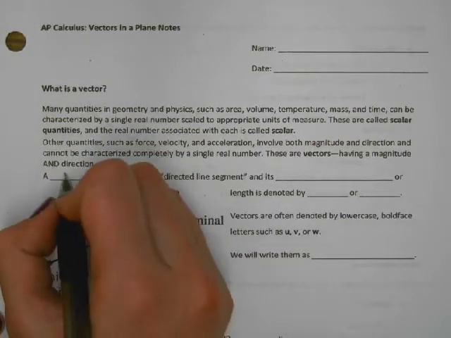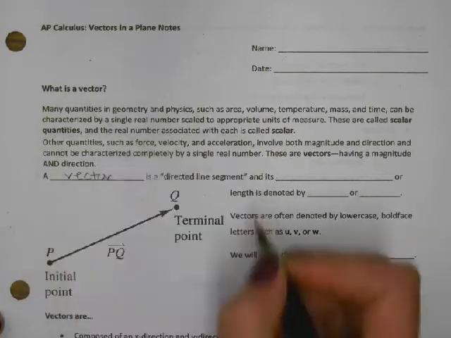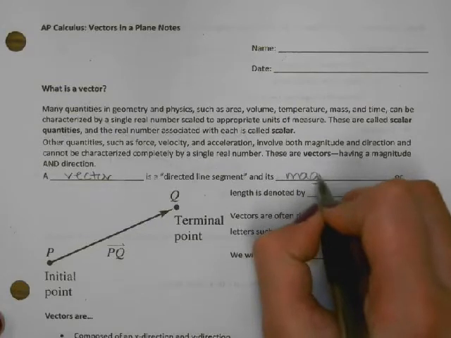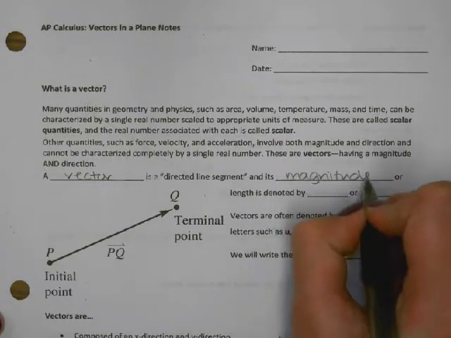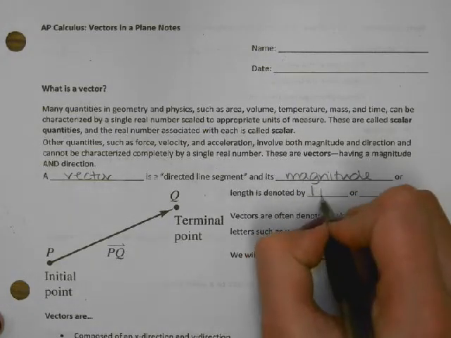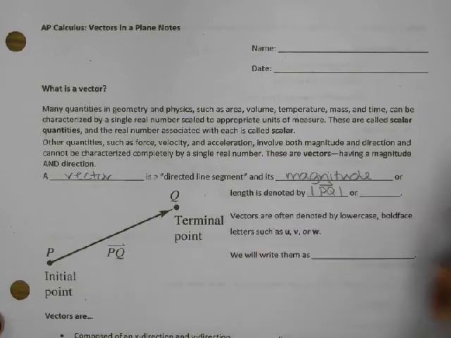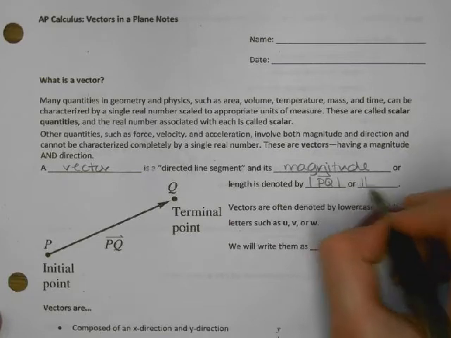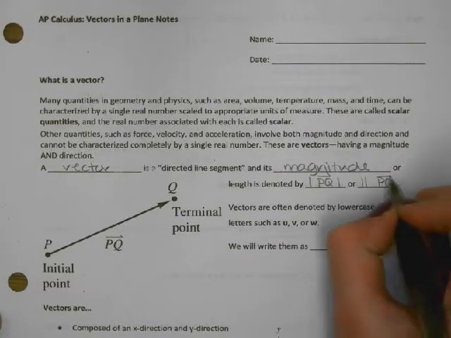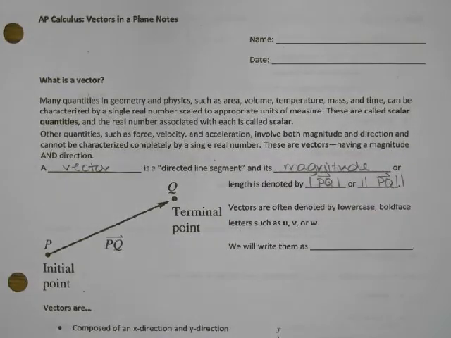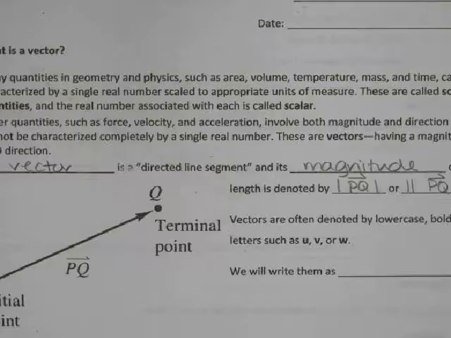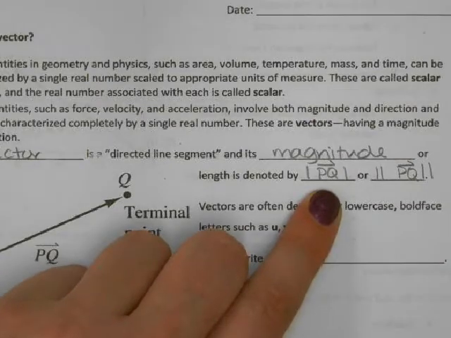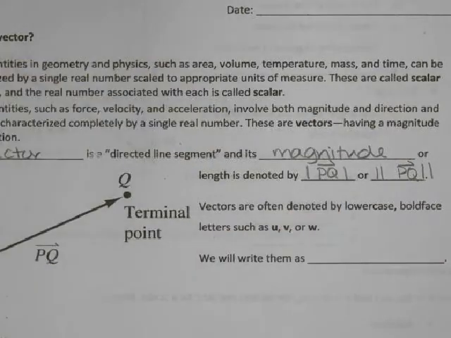So a vector is called a directed line segment, and its magnitude or its length is denoted this way. So we're going to say the magnitude of PQ. So sometimes they write it like this, sometimes they do 2 bars. It depends on the textbook that you're working from. And in this class, I'm pretty sure that we're just going to go ahead and write it like this. I didn't double check your textbook, but my notes write it like that.